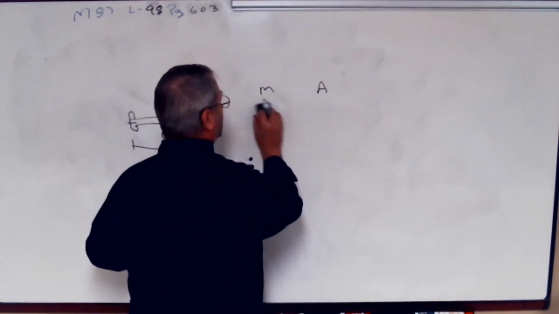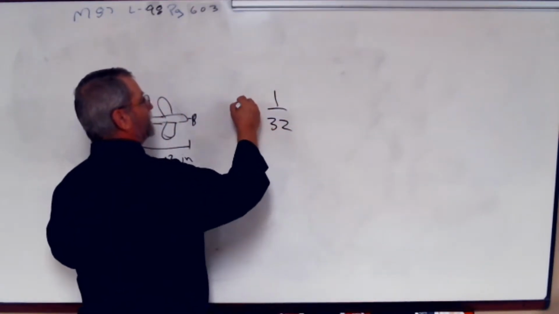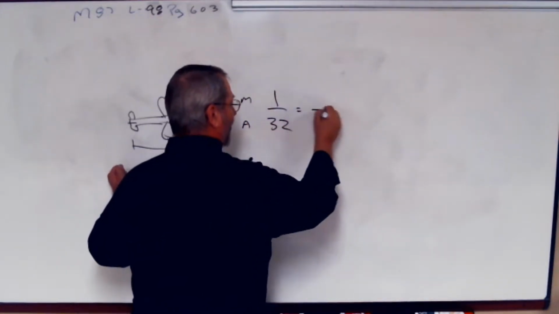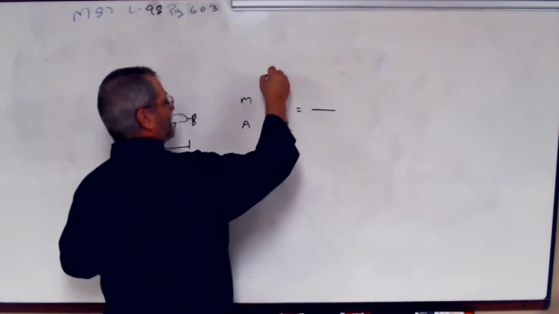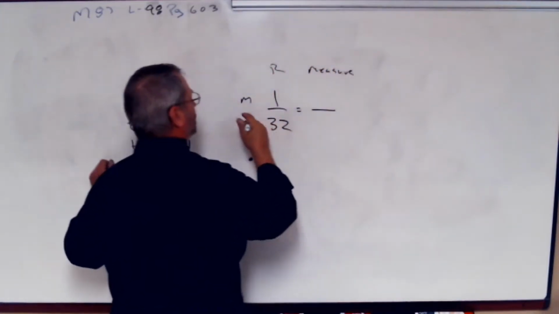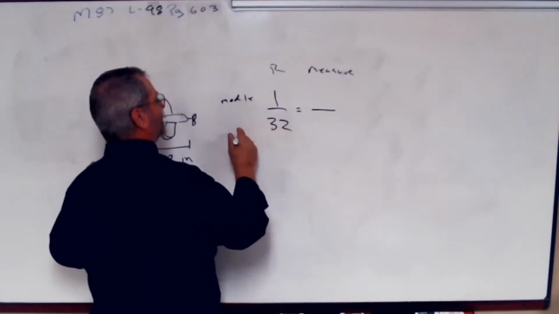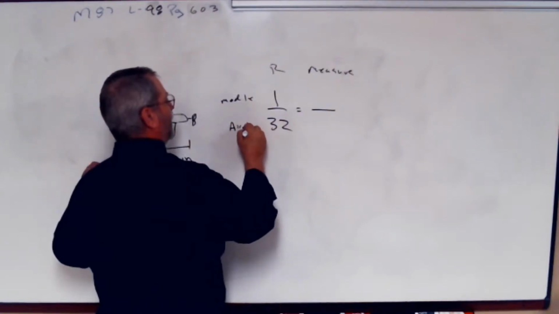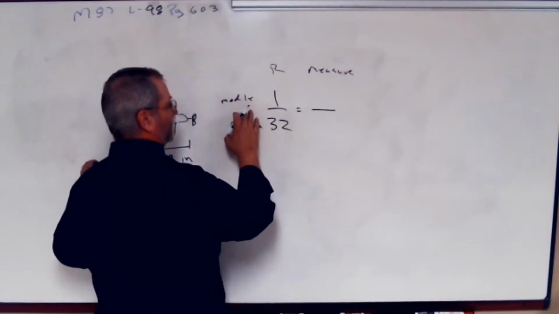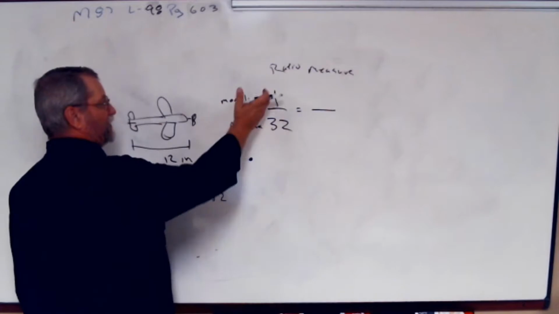The ratio here is 1 to 32. This is the model, and this is the actual. Now I have a measurement. So this is the ratio, and this is the measurement. This is the model, and this is the actual airplane. Just trying to show you.